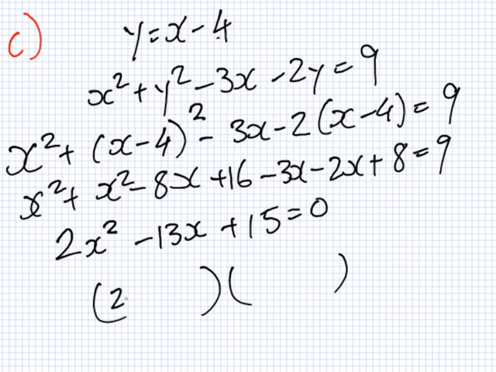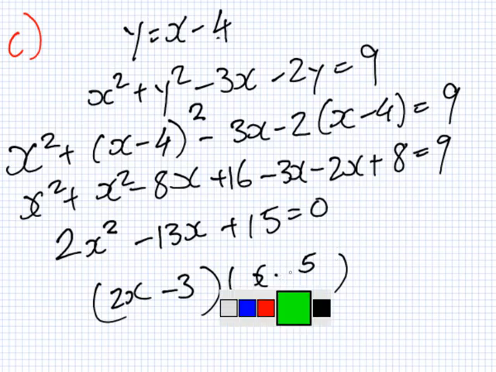2x, x, here is a 3 and 5. So minus 3. No, no, they're both minus. Both minus. Yeah, both minus.